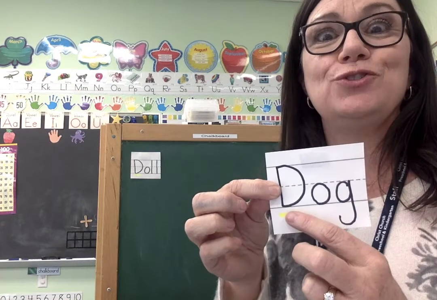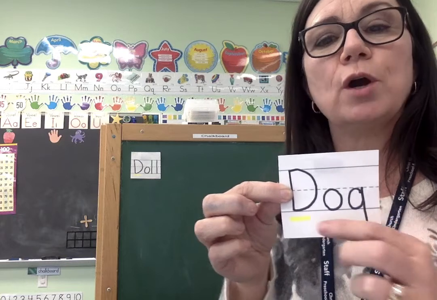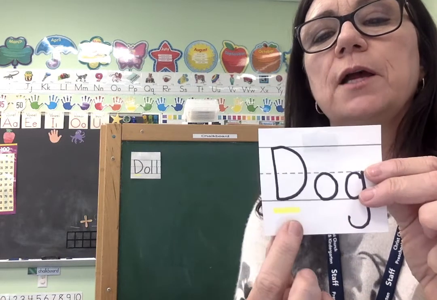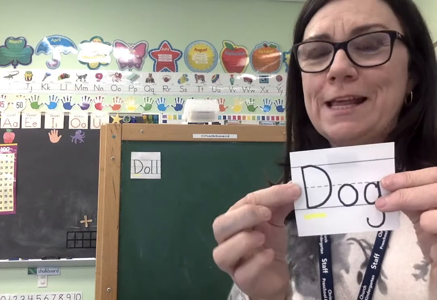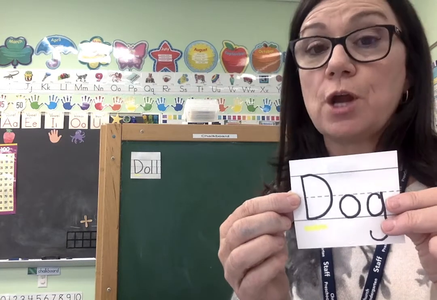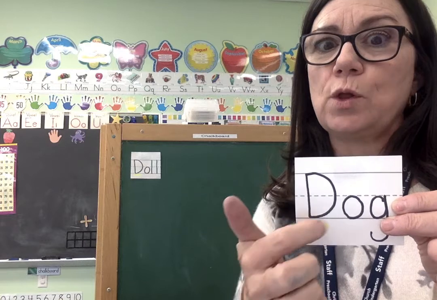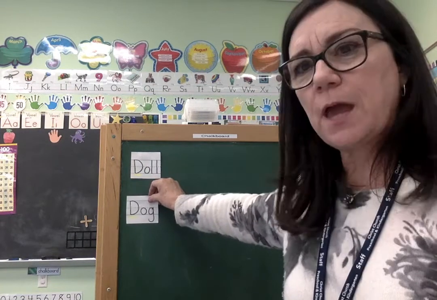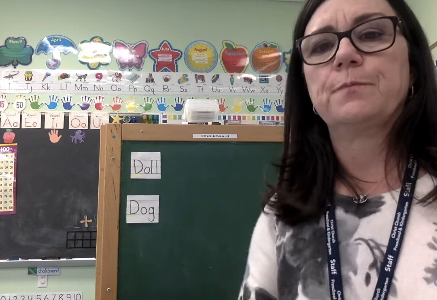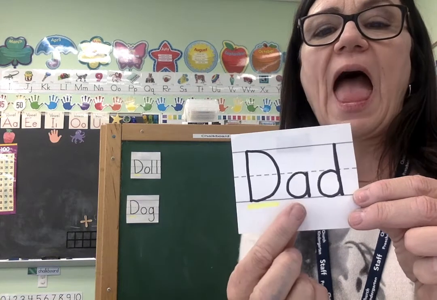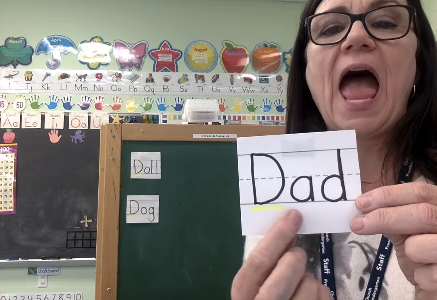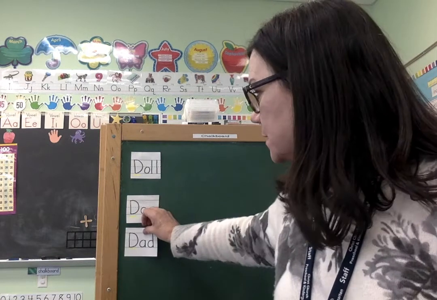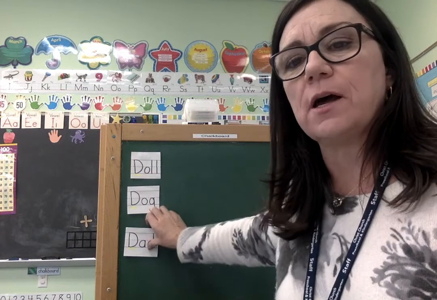D-o-g, dog. This is a capital D, and you see I've highlighted it a little bit. We're going to need this because this is going to be the start of a sentence, and we know that all sentences start with a capital letter. So dog is capitalized because we're going to use it at the beginning of one of our sentences. D-a-d, dad. Same here. We're going to be using that as the beginning of a sentence, so we have it capitalized.